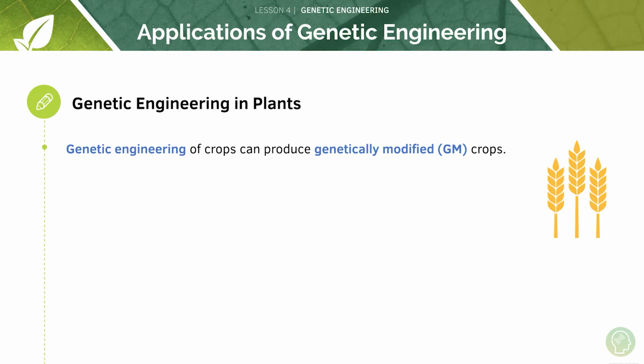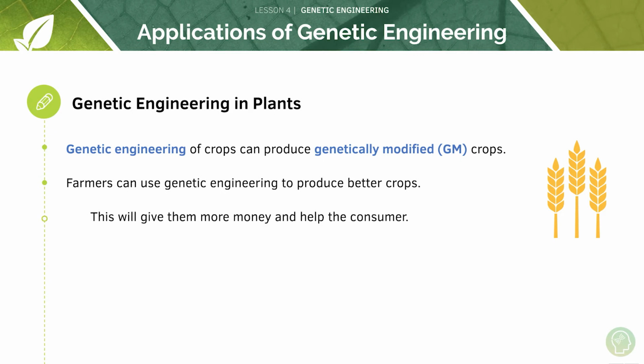So, genetic engineering in plants. Genetic engineering of crops can produce genetically modified crops. I'm sure you've all heard of GM crops. Farmers can use genetic engineering to produce better crops. This will give them more money and help the consumer. They might produce crops that are resistant to disease or have large fruits.